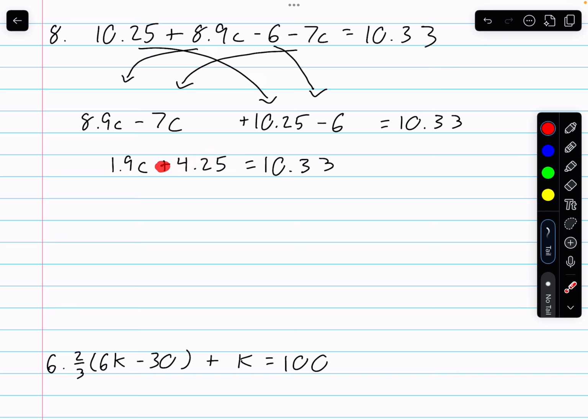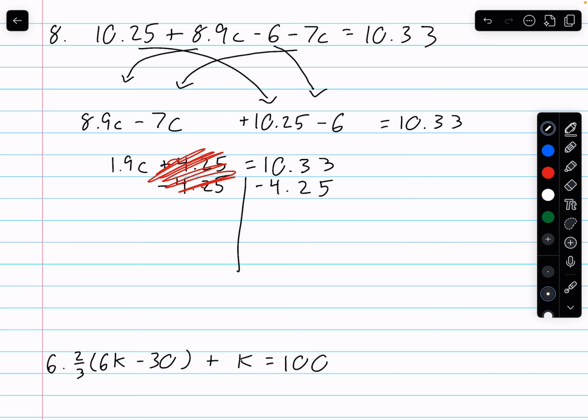Now, I have said this once and I'll say it many times. Whatever I do to the left, I also have to do to the right. So I'm going to put minus 4.25 on the right as well. Now, I can do a little bit of crossing off. This stuff cancels out. I don't need it anymore. It's gone. I have a little bit of math to do, and I have my Desmos next to me. So I'm going to type into my Desmos 10.33 minus 4.25. I'm going to get myself an answer, and my answer when I do that is 6.08.